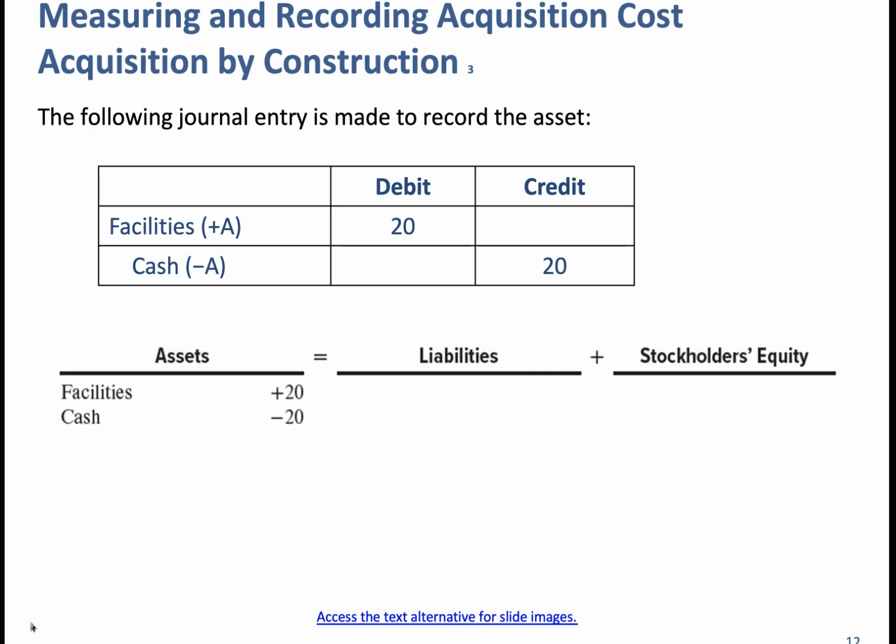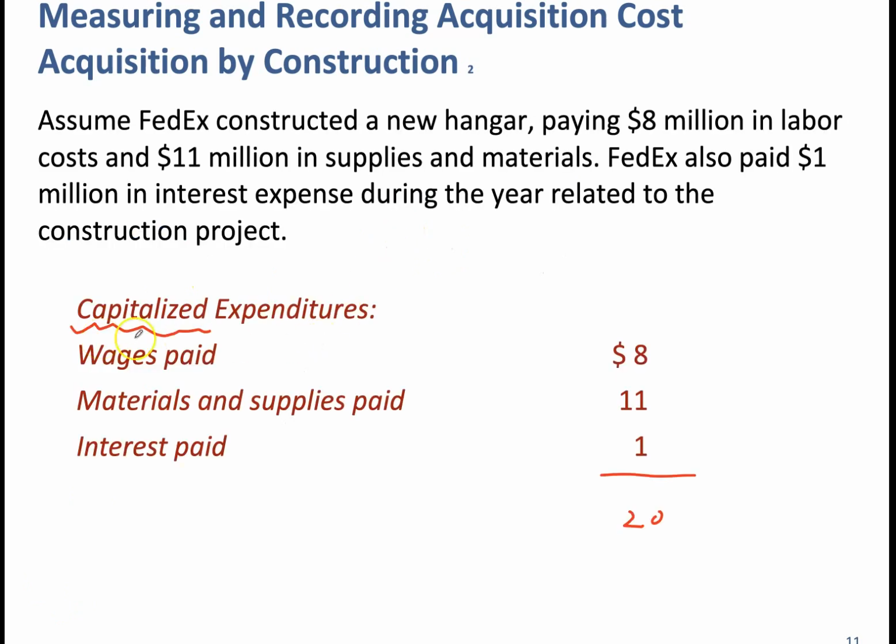I just want to plant the seed that this 20 million is not an expense. When we say capitalized, it means it's a long-term asset that we are going to use up in more than 1 year. So we are going to allocate the cost of the usage across those years, and we have different assumptions for it, which we will introduce in the future.